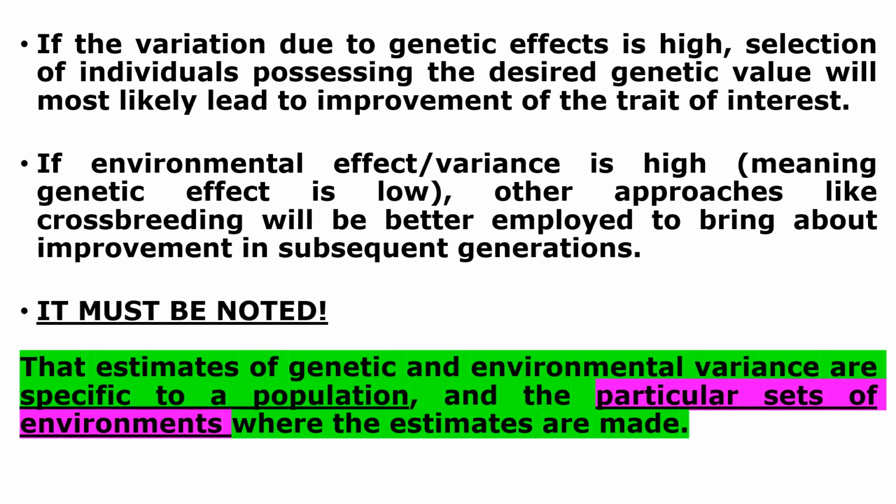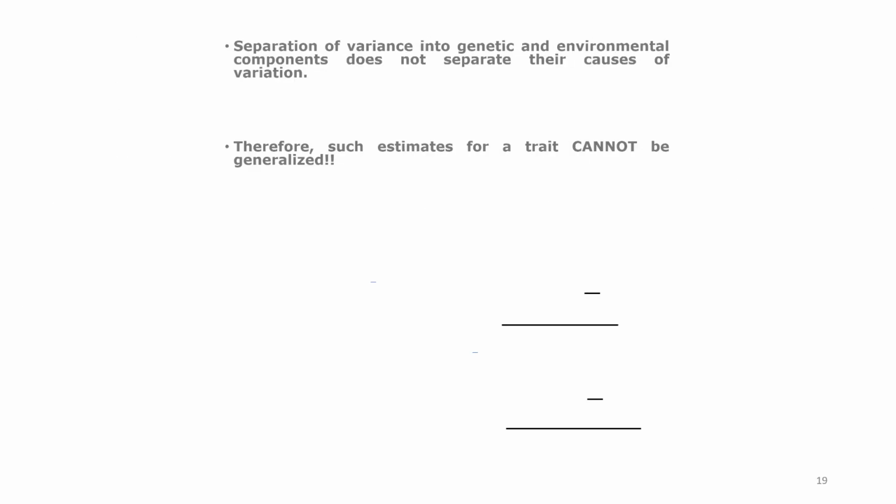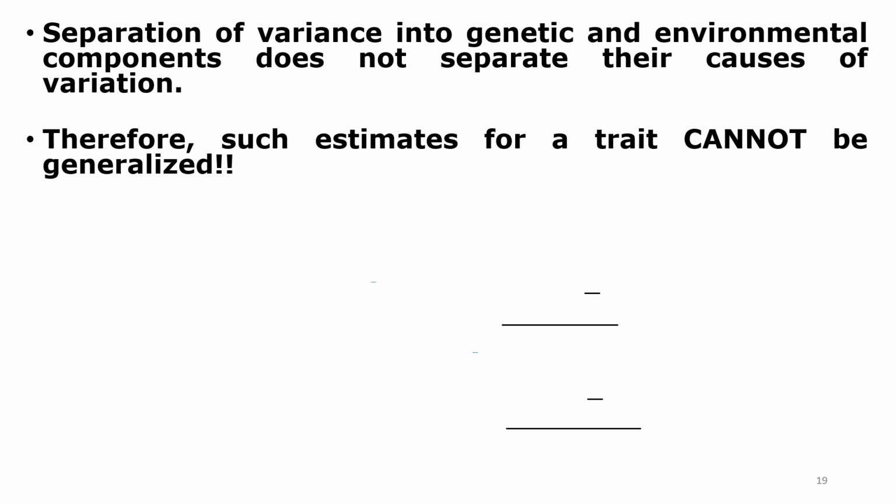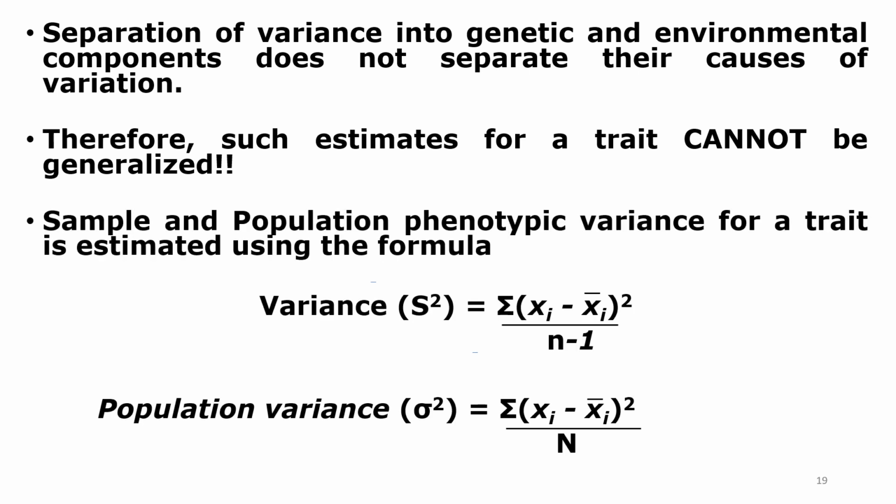So it must be noted that estimates of genetic and environmental variance are specific to a population and to a particular set of environment where the estimates are made. Separation of variance into genetic and environmental components does not separate their causes of variation. Therefore, such estimates for a trait cannot be generalized.